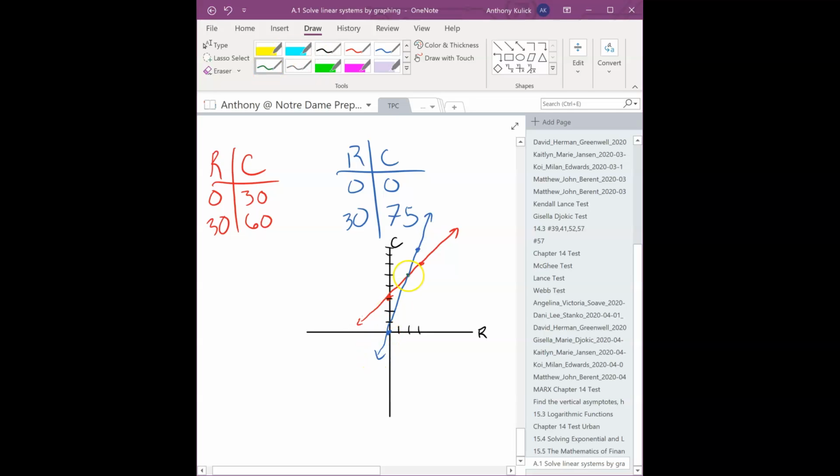And so here is my intersection. It looks like if I track that down, that's 20. And if I track that over, that looks like 50. But I'm not totally sure. That was a pretty rough looking sketch there. I didn't use a ruler or anything. How can I know that 20 and 50 is correct?